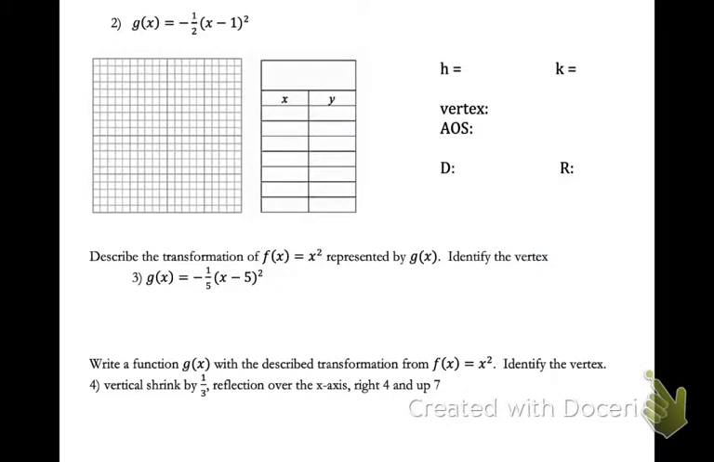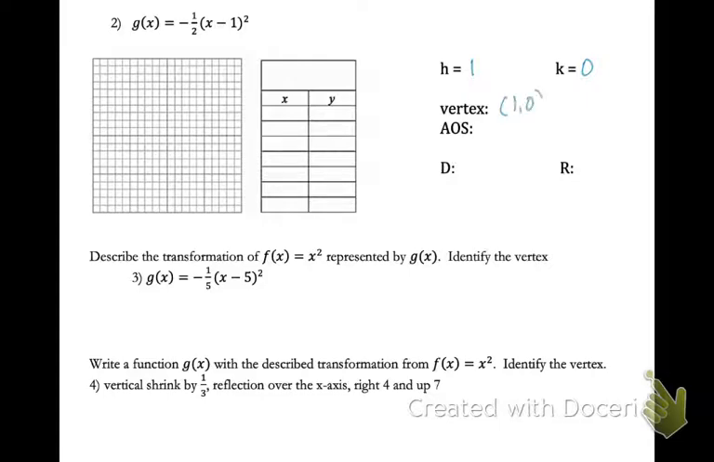Look at number 2. So think about the transformations that are happening, and let's describe those. Well, we have a negative 1/2 for our a value, so that means we're going to have a reflection and a compress by a half. And then our h value is 1, so we're going to have a shift to the right. Nothing's being added or subtracted at the end of this function, so our k value is 0.